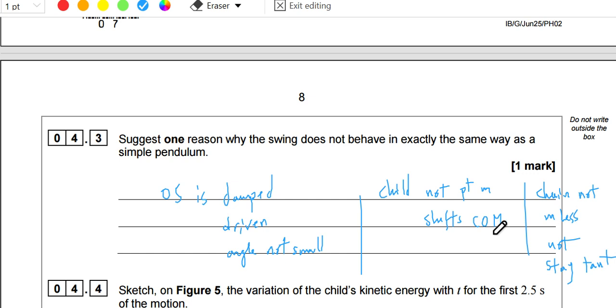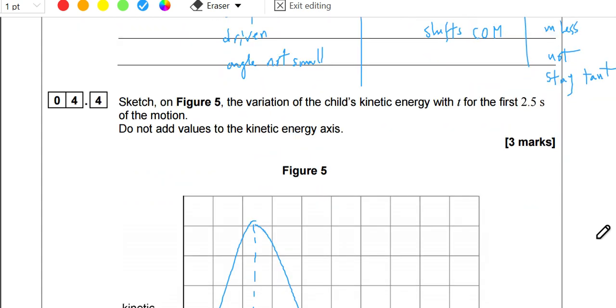All of these reasons contribute to making a difference between a simple pendulum and the swing. The chain also is not massless and not taut all the time. Maybe somehow it is relaxed or bent.